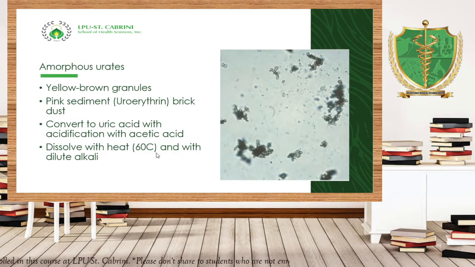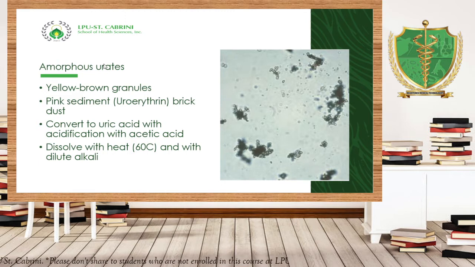Okay, so let's discuss first amorphous urates. Amorphous urates is a pink sediment because of the uroerythrin, or a brick dust sediment. Ito po ay napo-form sa ating urine. Usually, nag-trigger ang precipitation ng ating amorphous urates kapag na-precipitate ang ating urine because of refrigeration. Okay?